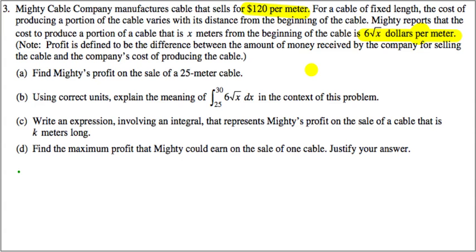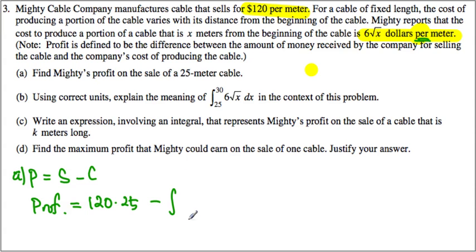Now, let us try to tackle the question together. First, A. Find the profit on 25 meters of cable. Profit, in fact, can be calculated by selling minus the cost. In other words, profit here will be the selling, which is 120 times 25, minus how much it cost. Since this is the rate, in order for us to figure out the actual cost, it has to be the integral from 0 through 25 of 6 square root of x dx.